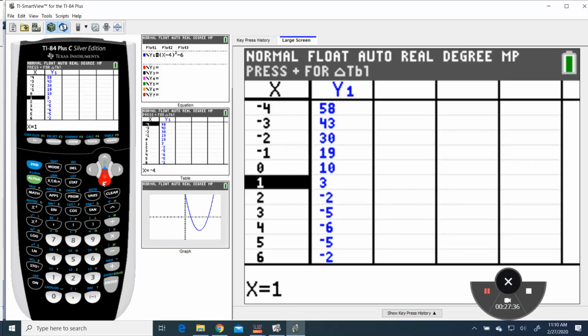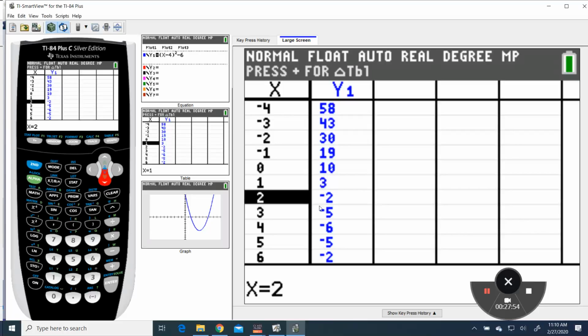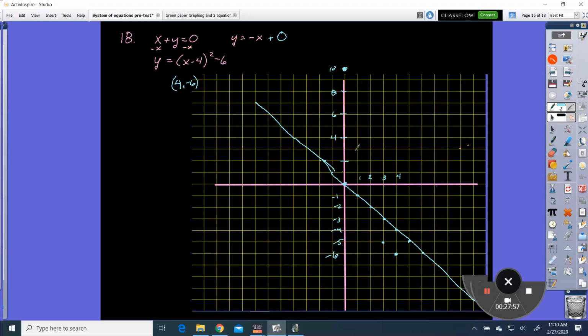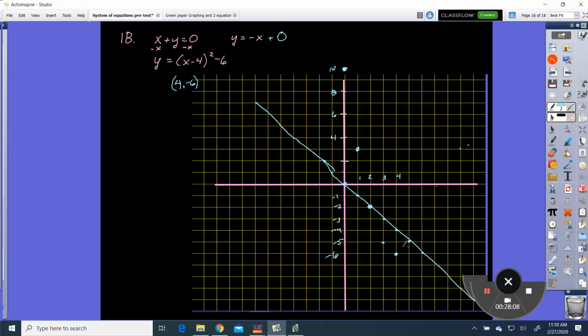So at 0, it's up to 10. 2, 4, 6, 8, 10. At 1, it's at 3. At 2, it's negative 2. At 3, it's at negative 5. And then it's just the same over here. It's symmetrical. So there's that one. That one's going to be up here.